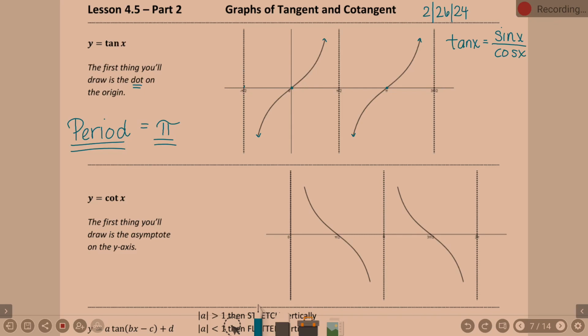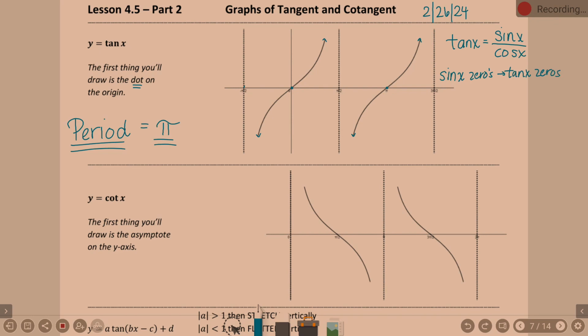Well, with that in mind, when this fraction equals 0, how does a fraction equal 0? That means there is 0 in the numerator. So when this fraction equals 0, it's also going to be when sine equals 0. So my point there that I can make is that any zeros on sine are going to be tangent zeros.